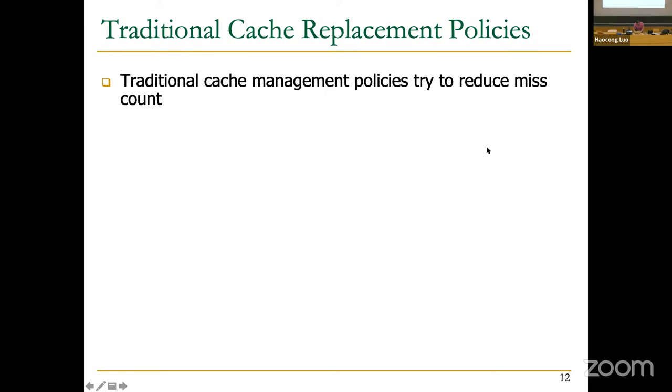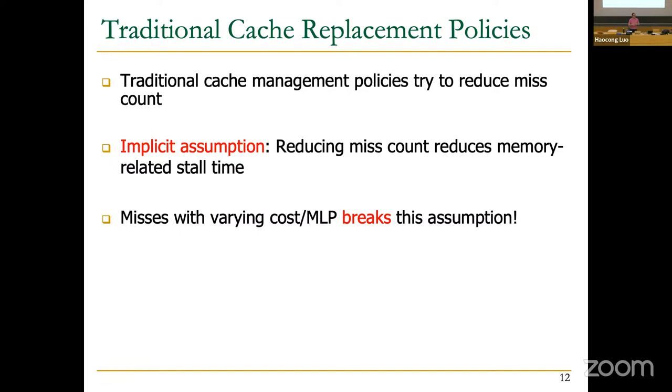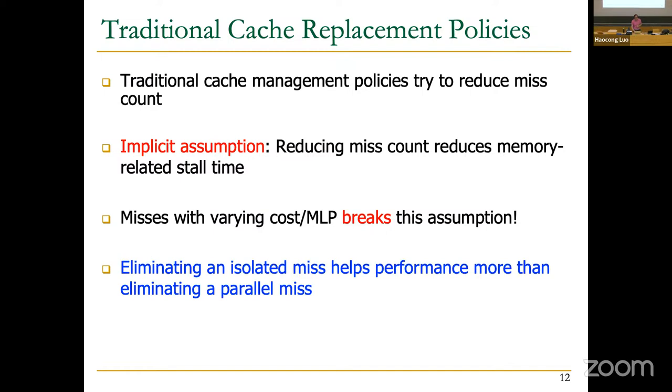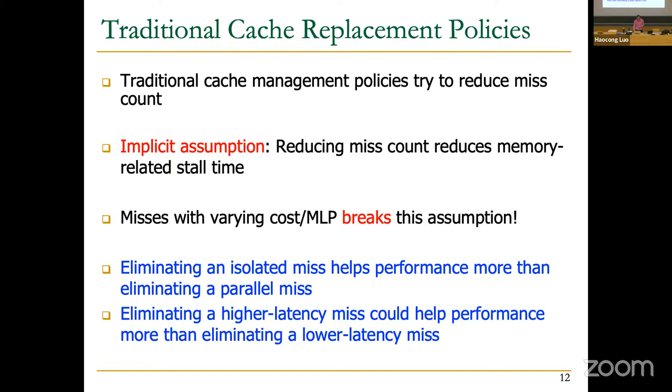Okay, so we were here. Misses that have varying cost or memory level parallelism break this assumption, as we discussed. And as we just discussed, eliminating an isolated miss helps performance more than eliminating a parallel miss. And eliminating a higher latency miss could help performance more than eliminating a lower latency miss. I said could over here because latency is not necessarily directly exposed to the processor. It also depends on how much you have tolerated that latency.